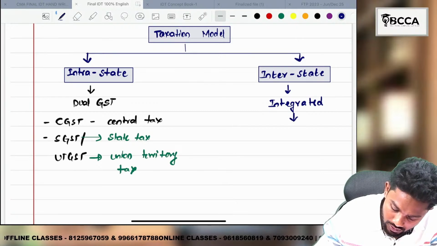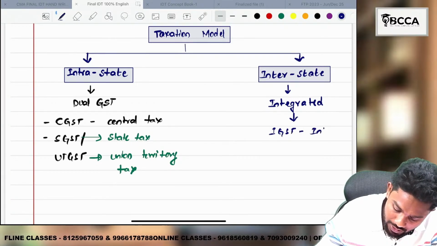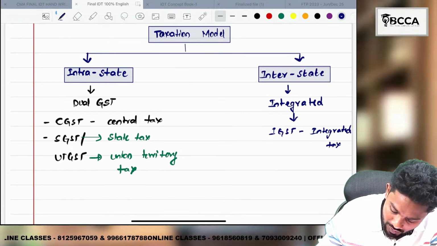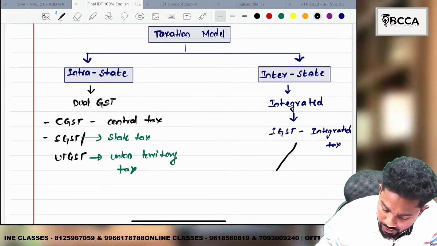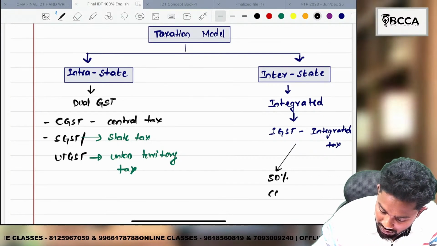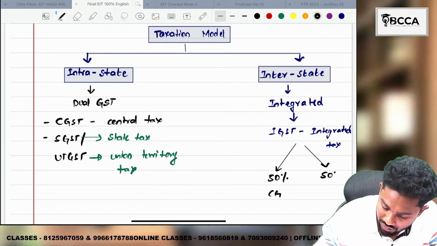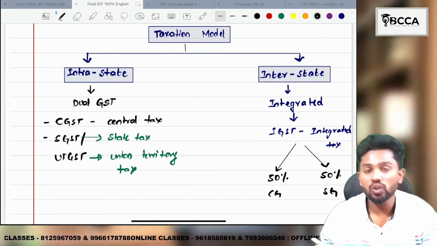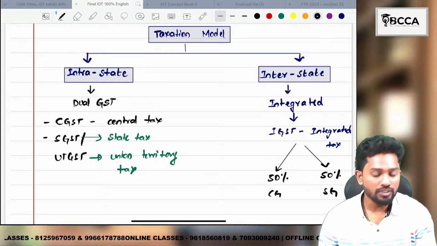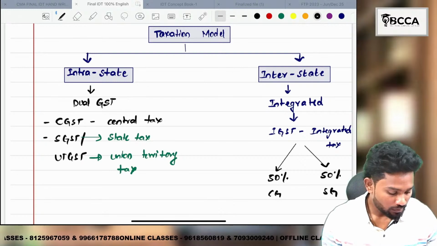On this, IGST is levied. So IGST is nothing but the integrated tax. Out of this, 50% will go to the central government and the other 50% will go to the state government. So this is the taxation model.